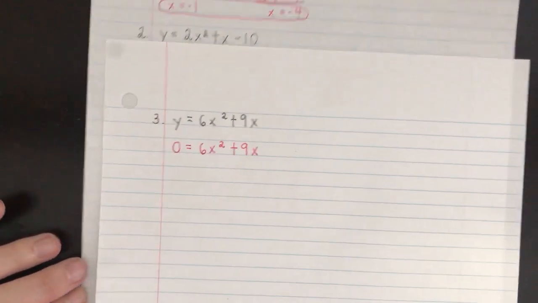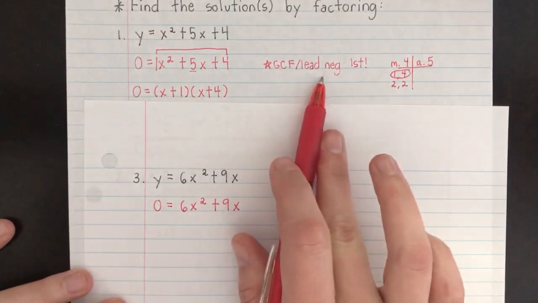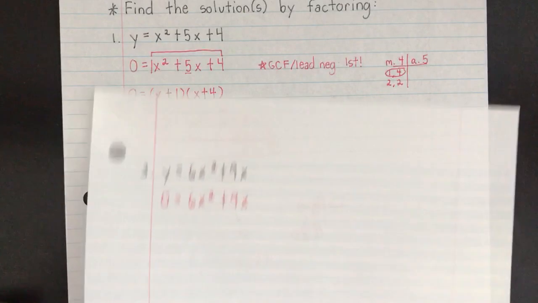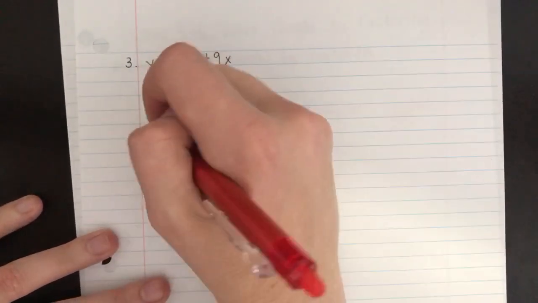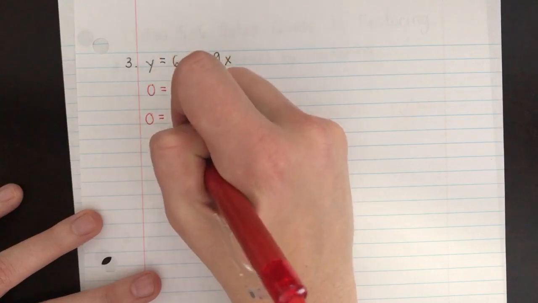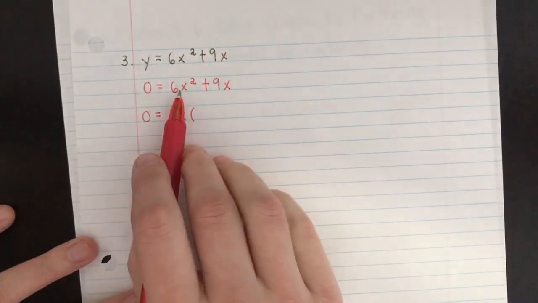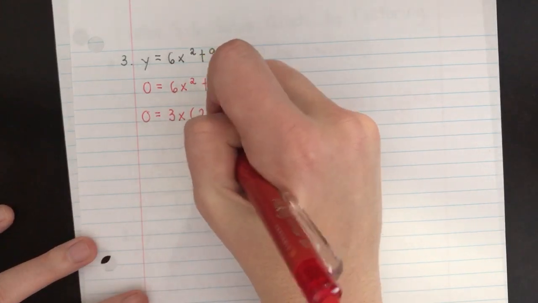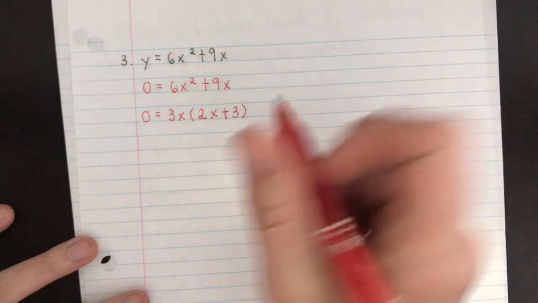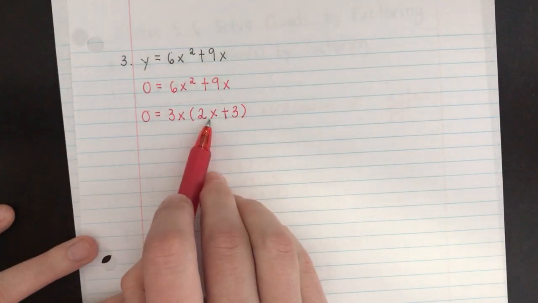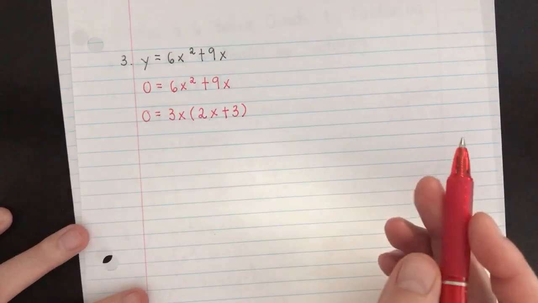Alright, so now, remember, as I slide down number 1, GCF, lead negative first. Don't forget. So here we have a GCF. We don't have a lead negative. We can factor out 3x from both terms. When I factor out 3x from this term, I get 2x. When I factor out 3x from this term, I get 3. So remember, check yourself. Does this distribute back? Oh, yes, that distributes back to that.